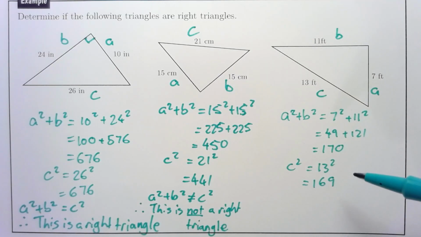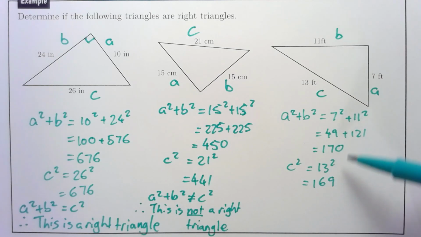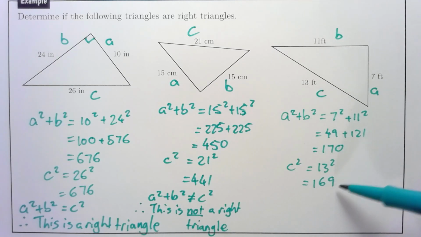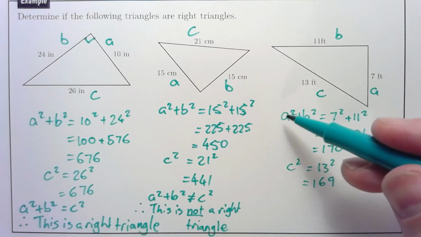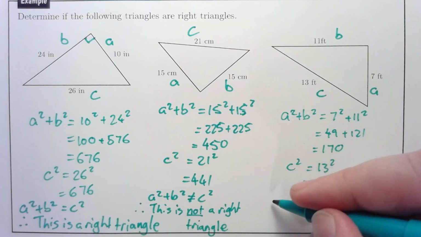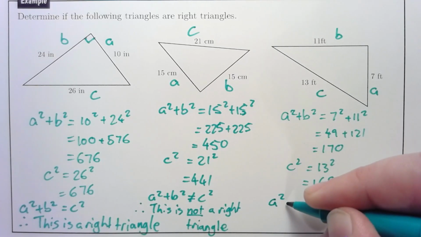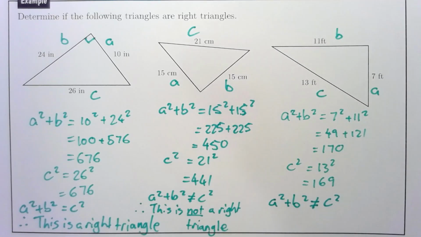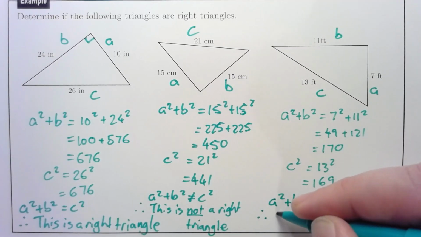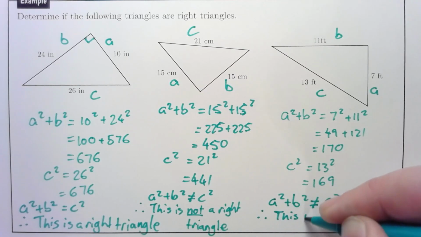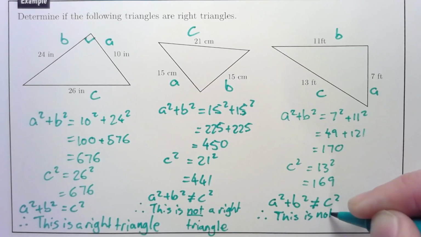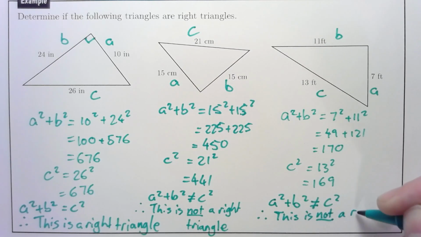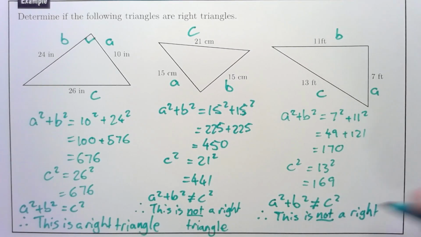Now this was so close to being a right triangle because these numbers are really close together, but they're not. So because these 2 numbers are different, it means that c squared and a squared plus b squared are different. Let's actually write that out explicitly. So a squared plus b squared does not equal c squared. Therefore, this is not a right triangle.